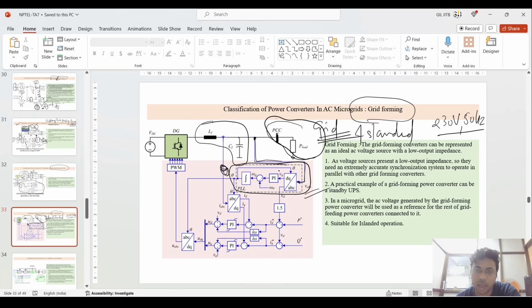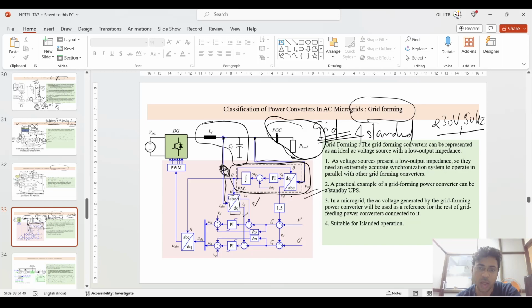The PLL is also there to generate theta, which is taken as the theta reference. Okay. This theta reference is being generated by the PLL, and after this, theta is taken as a reference for generating the current reference, ID and IQ.